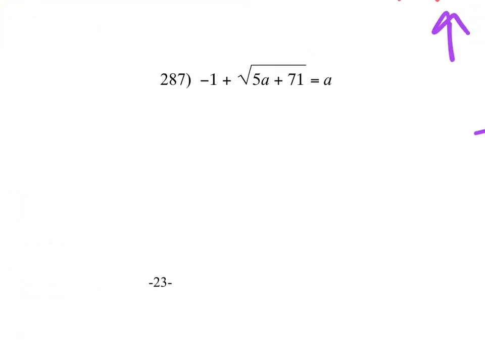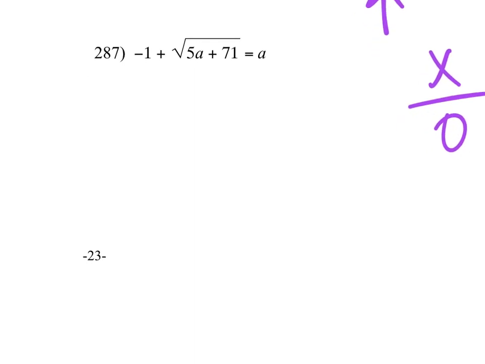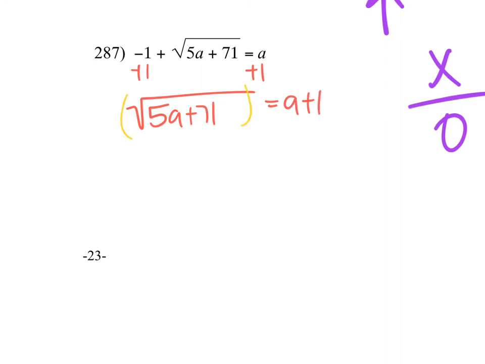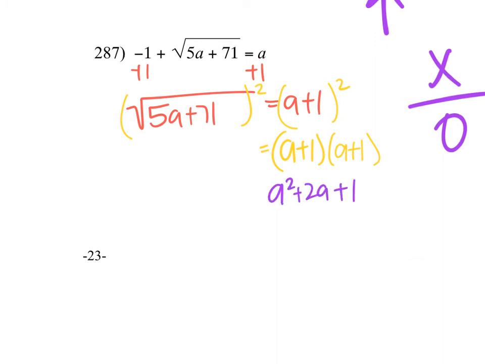We could do this one. 287 looks a little bit more complicated. Okay, so I'm going to get rid of my plus 1, so I get square root of 5a plus 71 equals a plus 1. Again, the opposite of square rooting is squaring, so I'm going to square this whole thing. Remember, it's a plus 1 times a plus 1. When you FOIL, you actually get a squared plus 2a plus 1. And this would just disappear and make 5a plus 71.